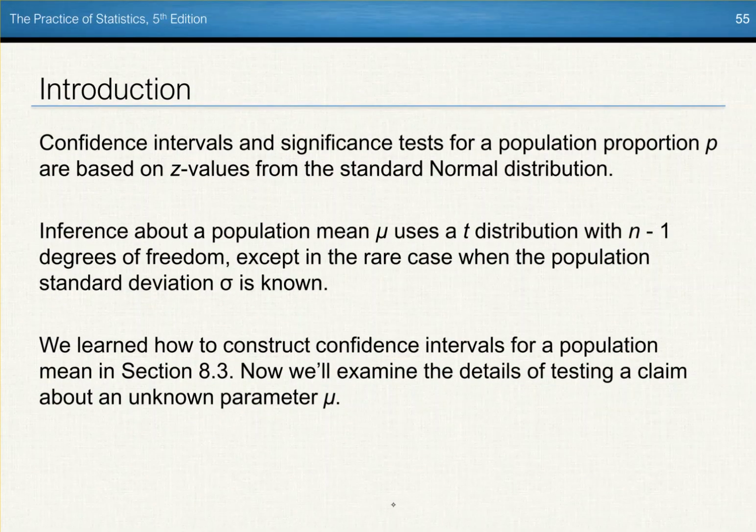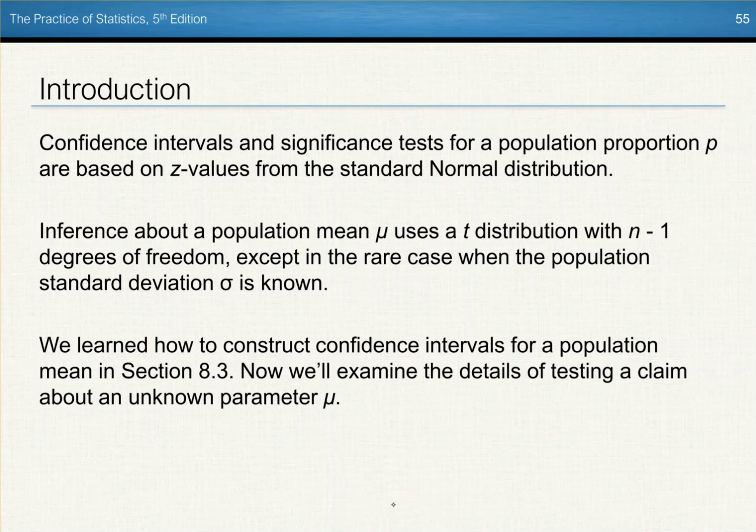All right, so confidence intervals and significance tests for population proportion p are based on z values from the standard normal distribution. That's what we did last section. In this one, we're going to use the t distribution with n minus 1 degrees of freedom. Remember, n is our sample size, and so n minus 1 is our number of degrees of freedom.